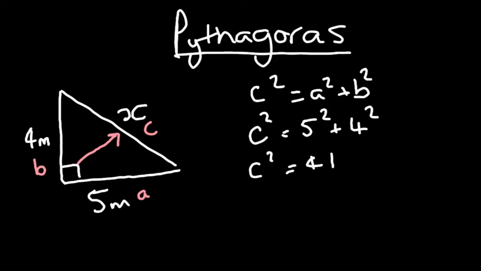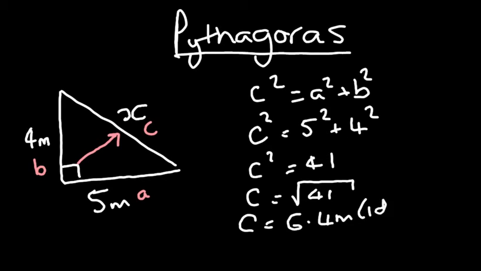We don't want to know what c squared is, we want to know what c is. So what we're going to have to do is take the square root of 41 and that'll give you a decimal. You need to decide if you're going to round to 1 or 2 decimal places. So we're going to round to 1 decimal place, so that's 6.4 metres to 1 decimal place.